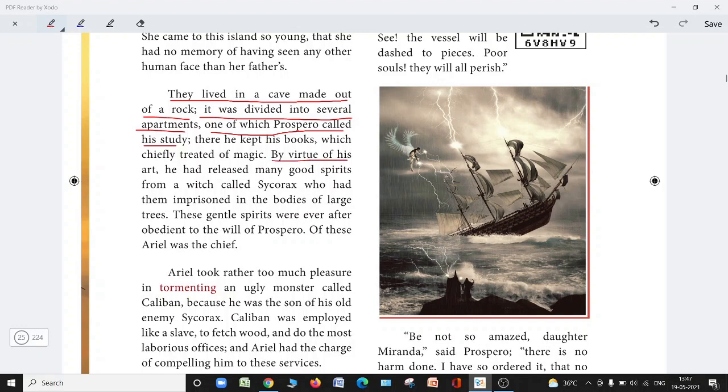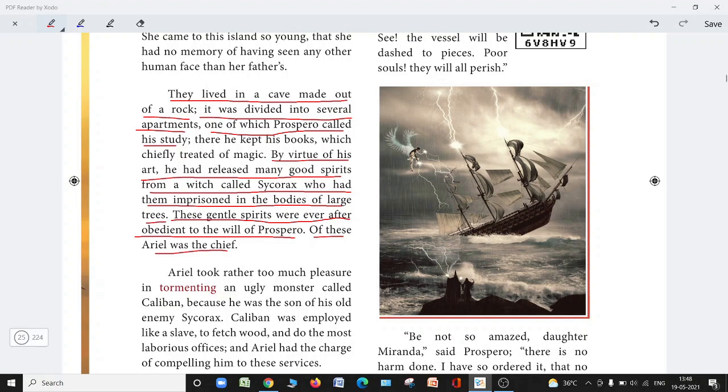By virtue of his art, he had released many good spirits from a witch called Sycorax, who had them imprisoned in the bodies of large trees. Inside that island, there lived a witch named Sycorax, and she had imprisoned a lot of good spirits inside the bodies of large trees. They were locked inside. These gentle spirits were ever after obedient to the will of Prospero. Of these, Ariel was the chief.